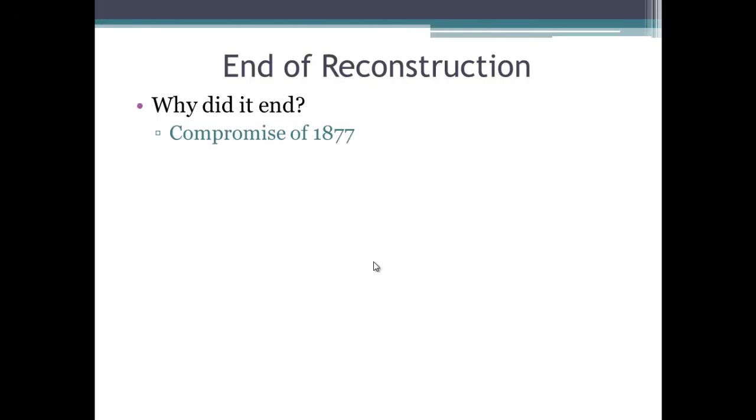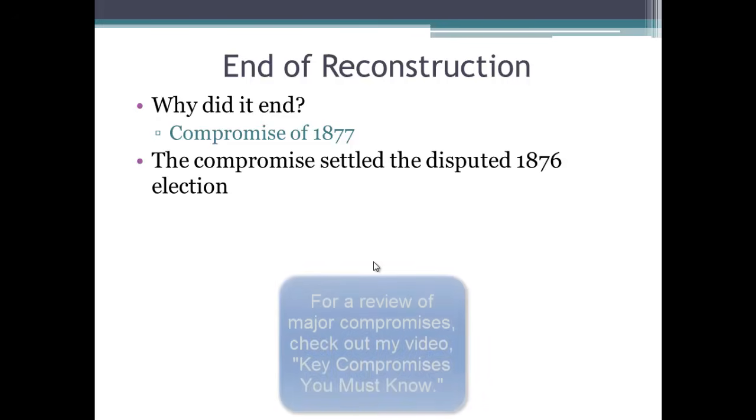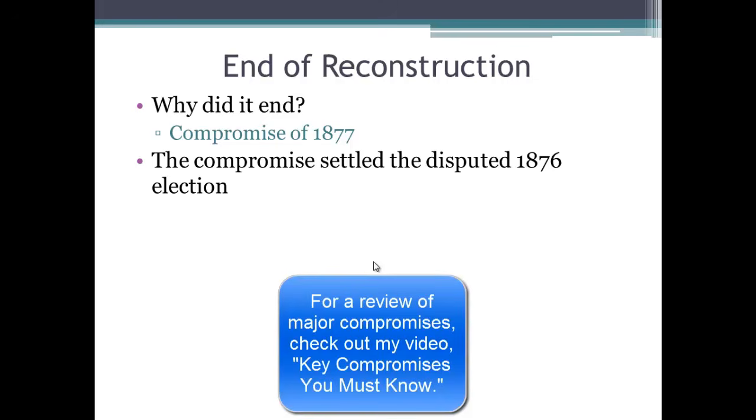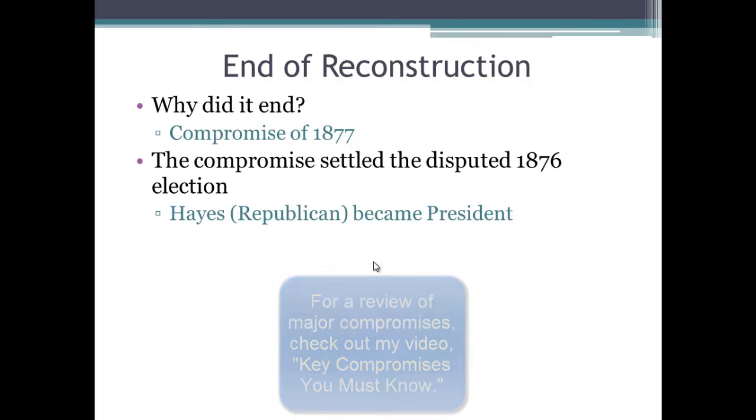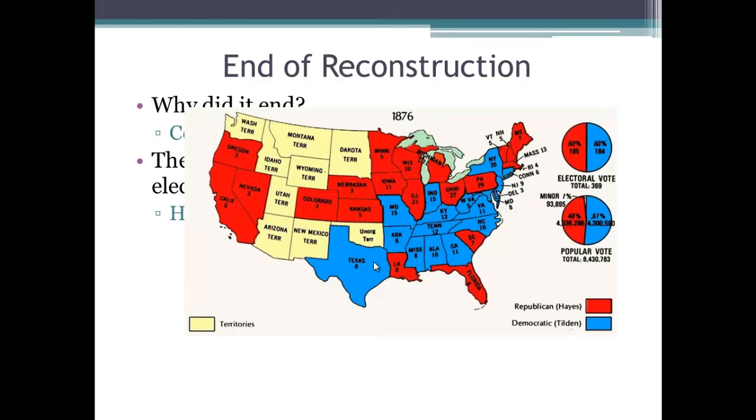Okay, the end of Reconstruction. Why did it end? It ends because of the Compromise of 1877, and this appears so frequently on the APUSH exam. The Compromise settled the disputed 1876 presidential election between Rutherford B. Hayes, who is a Republican, and Samuel Tilden, and Rutherford B. Hayes becomes president. If you look at this map, you'll see that Hayes actually had fewer popular votes than Tilden, but he ends up winning the electoral vote by 1 point, and that's all that matters.